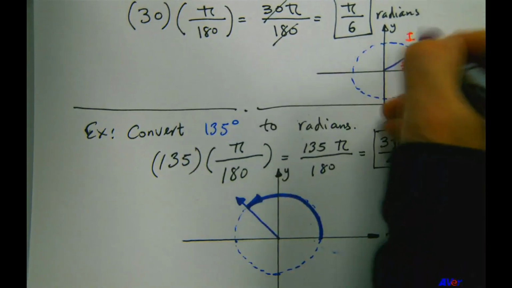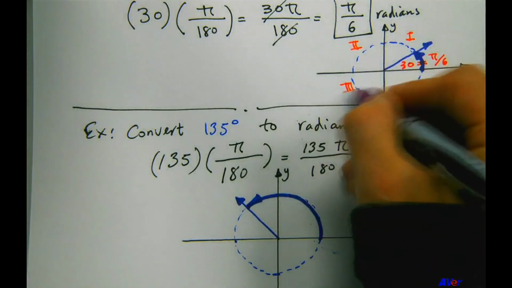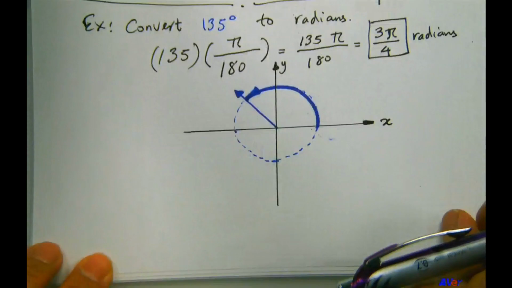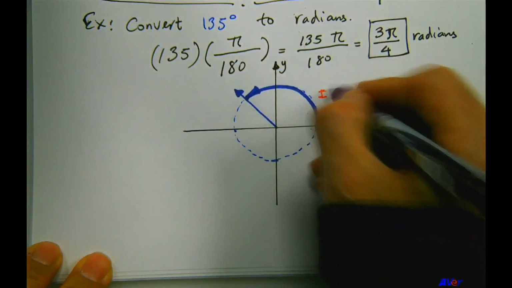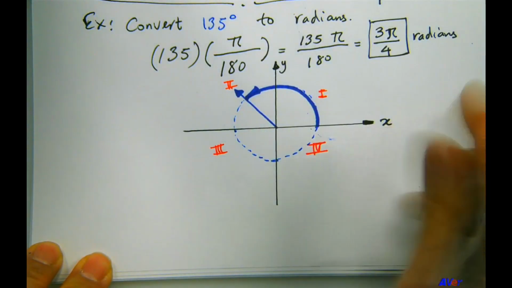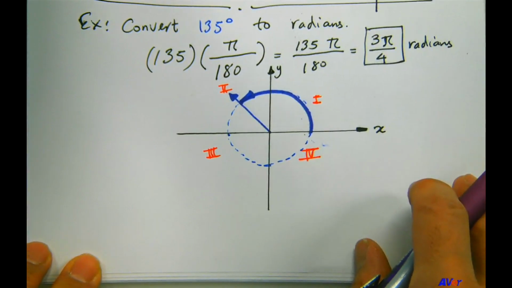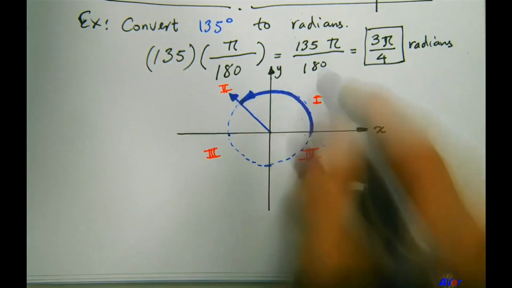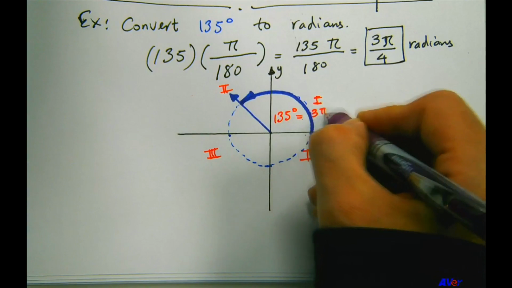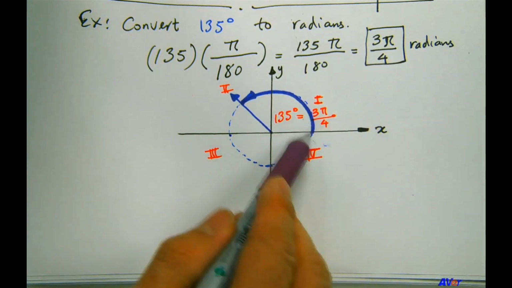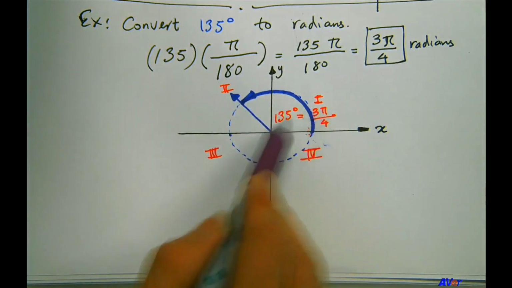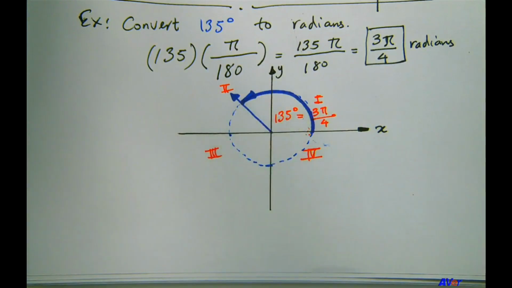Okay, so we have first quadrant, second quadrant, third quadrant, and the fourth quadrant. And of course the same thing is true here. We have the first quadrant, the second, third, and the fourth quadrant. And of course what we have here is 135 degrees or 3 pi over 4, which refers to the solid arc that you see. That angle that you see traced is 3 pi over 4 or 135 degrees.